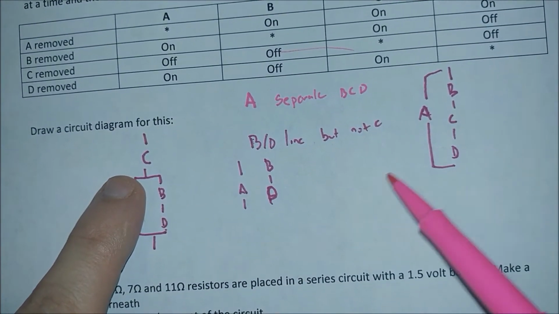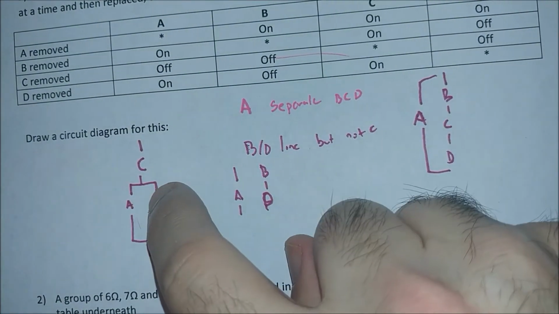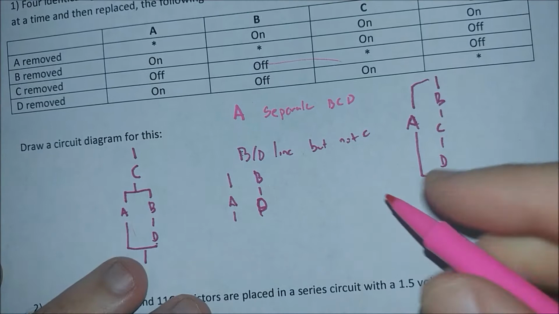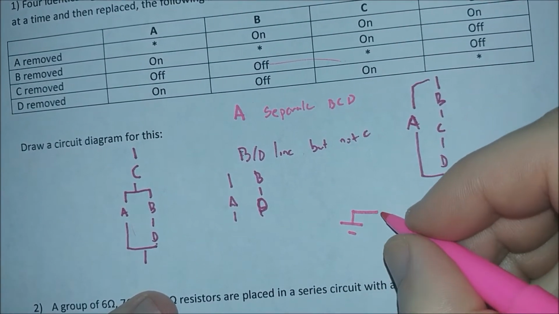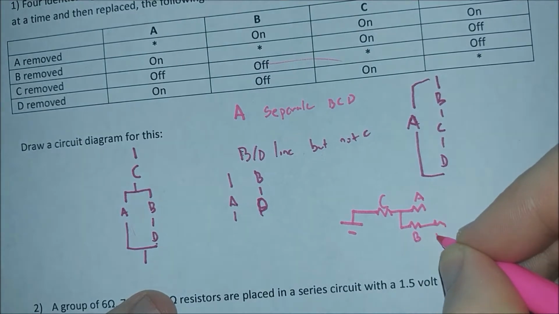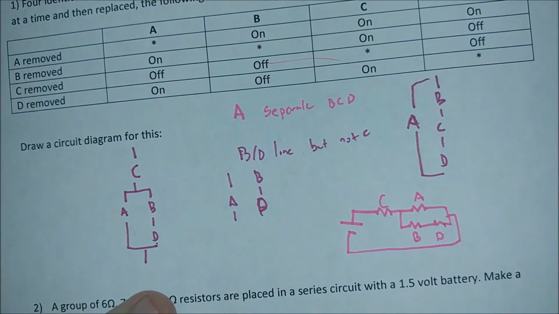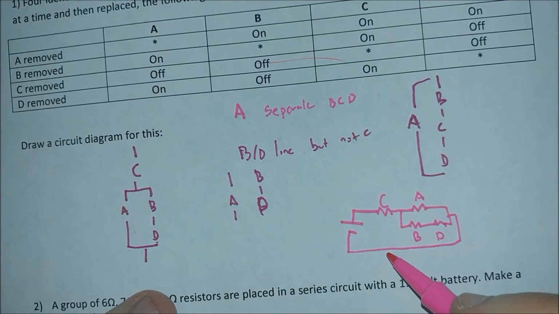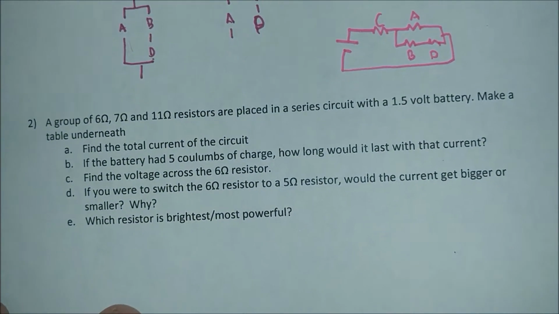If A goes off, B, C, and D are in line. And if B goes off, D goes off, but C and A are still on. Therefore, that's my picture. I just kind of redrew it like this. Now, C doesn't have to be in front. C could also be down over there afterward. All that matters is it's the only path.